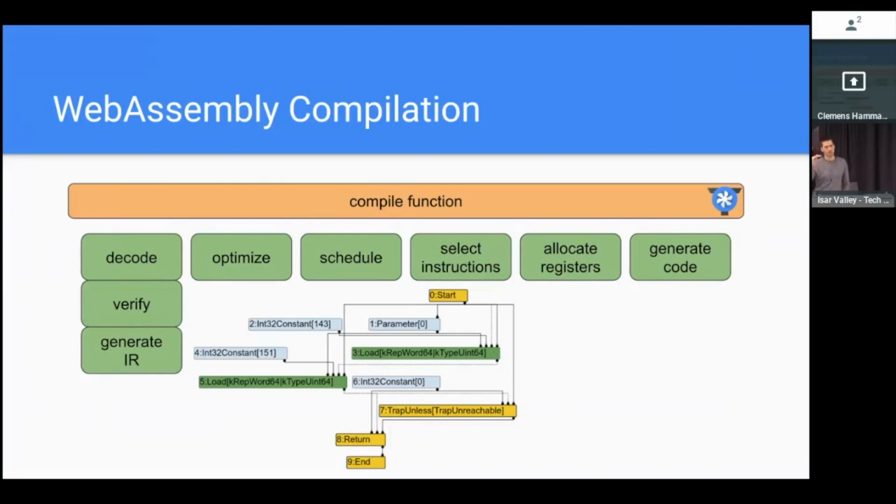At the same time, while we are decoding, we are verifying. This is mostly type checking. And then we generate the intermediate representation that TurboFan uses. This is a sea of nodes, so it might look somewhat like this graph here. It's just nodes that represent operations and values, and they are connected via edges. There are data edges, control edges, effect edges.